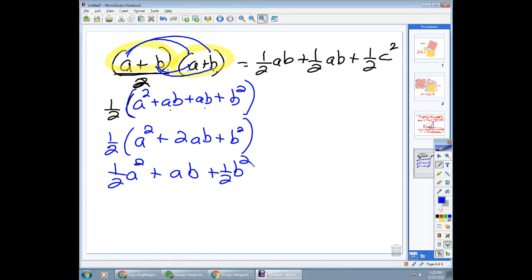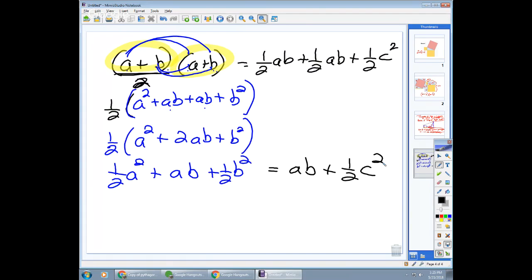All right, I've been ignoring the other side. Can I clean up the other side at all? Aren't those first two terms alike? If I have half of something plus another half of the same thing, altogether I must have one of them, or a whole. So on this other side, I have a whole ab there. And I have half of that c squared.